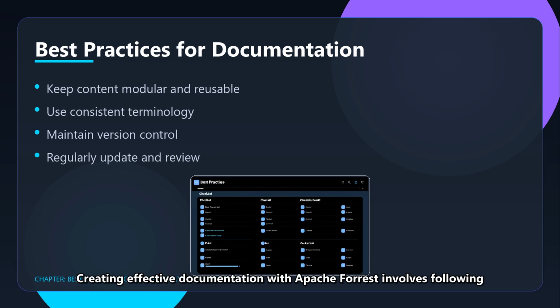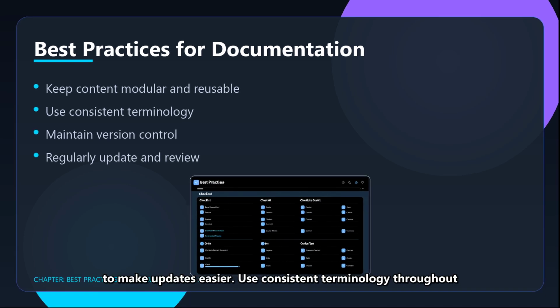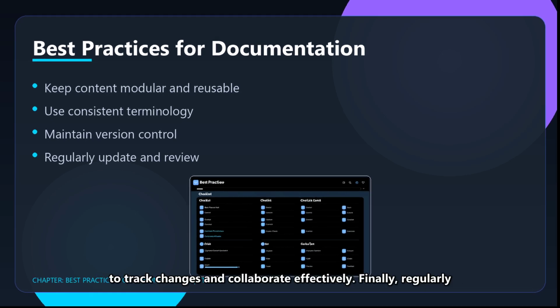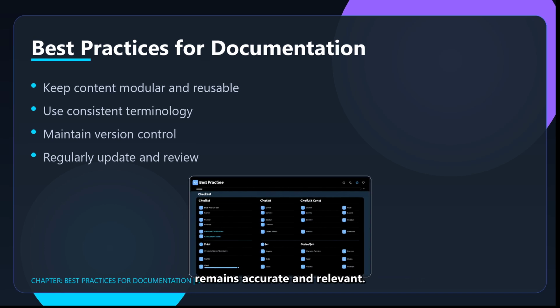Creating effective documentation with Apache Forrest involves following best practices. Keep your content modular and reusable to make updates easier. Use consistent terminology throughout your documentation to avoid confusion. Maintain version control to track changes and collaborate effectively. Finally, regularly update and review your documentation to ensure it remains accurate and relevant.